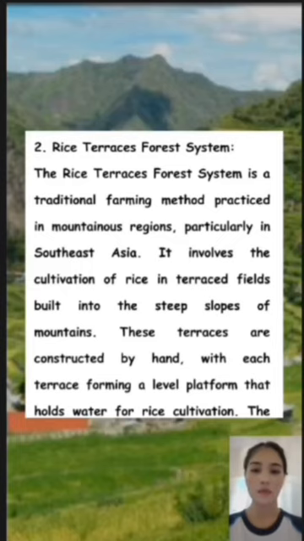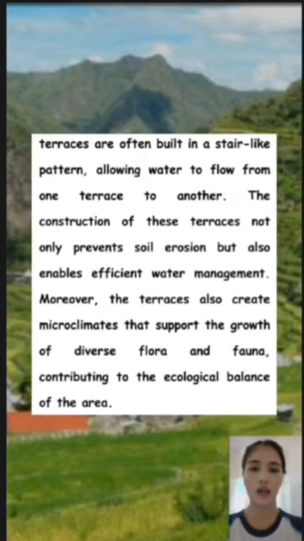The rice terraces forest system is a traditional farming method practiced in mountainous regions, particularly in Southeast Asia. It involves the cultivation of rice in terraces, fields built into the steep slopes of mountains. These terraces are constructed by hand, with each terrace forming a level platform that holds water for rice cultivation. The terraces are often built in a stair-like pattern, allowing water to flow from one terrace to another. The construction of these terraces not only prevents soil erosion, but also enables efficient water management.